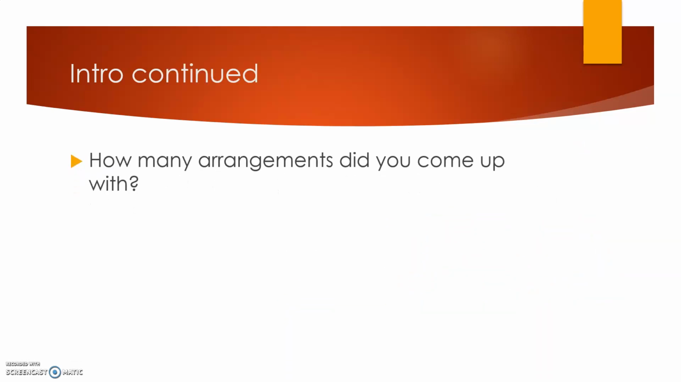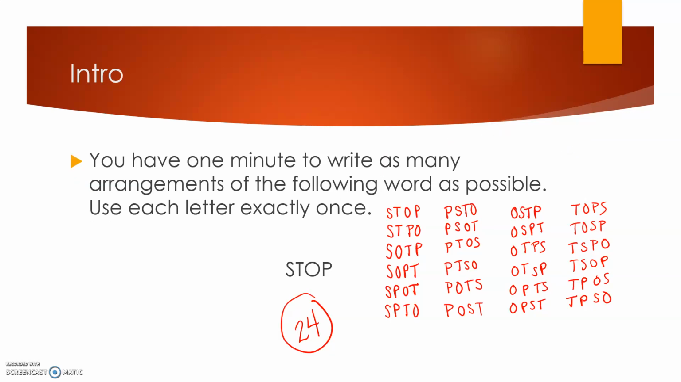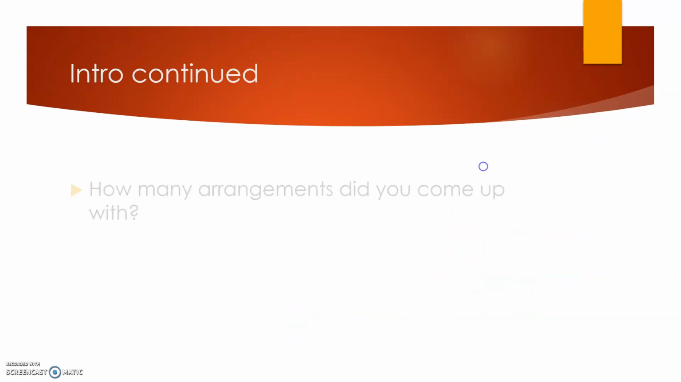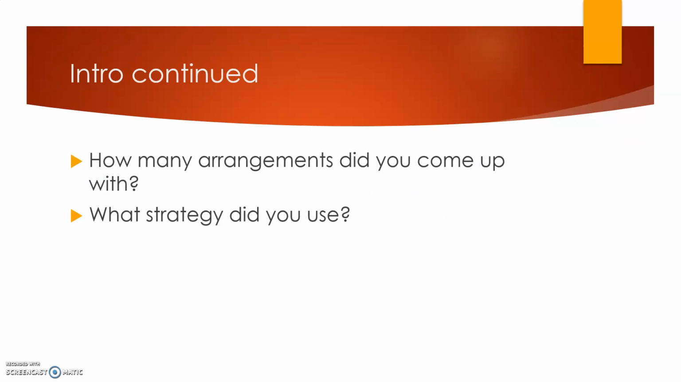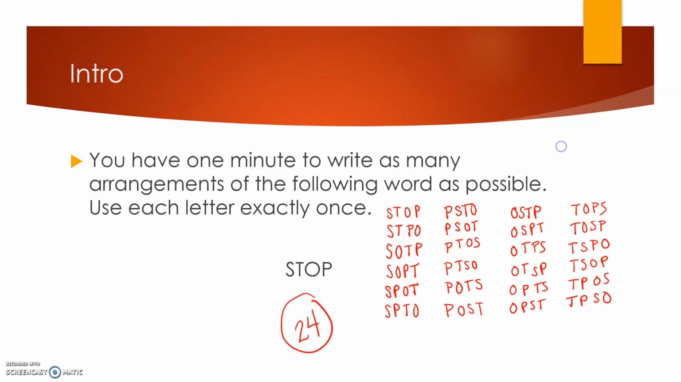How many arrangements did you come up with? Did you get all 24? Or did you come up a little bit short? Did you maybe find 6? Did you find 9? How many did you find? And what strategy did you use? You can see here, I kind of used the strategy of I'm going to keep the first letter in the same spot, and then I'm going to keep the second letter and just switch the 2 that come after it. So I was kind of keeping myself organized that way.